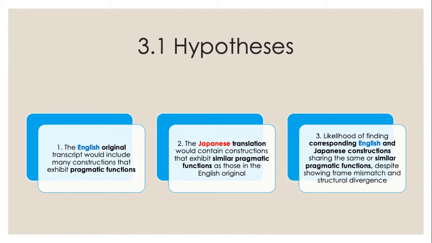Second, the Japanese version is a translation. So the second hypothesis is that the Japanese translation would contain constructions that exhibit similar pragmatic functions as the English original. Finally, the third hypothesis is the likelihood of finding corresponding English and Japanese constructions sharing the same functions despite showing frame mismatches and structural divergence, because these two languages are known for structural divergence.